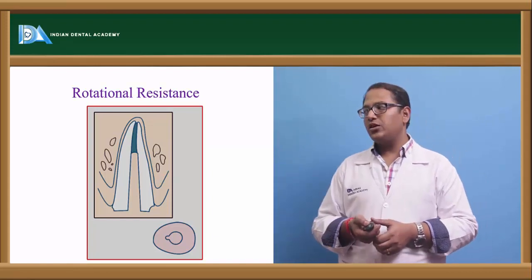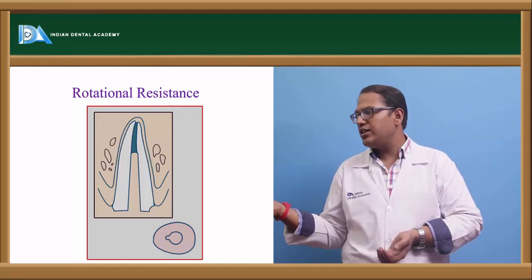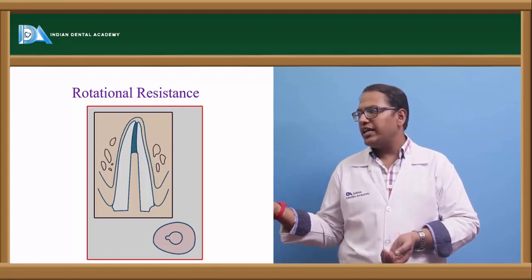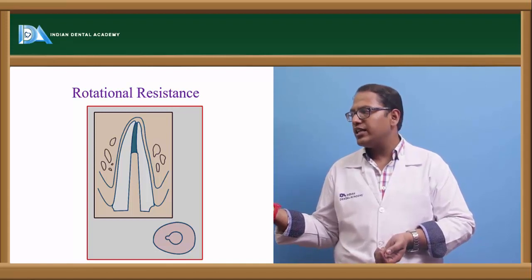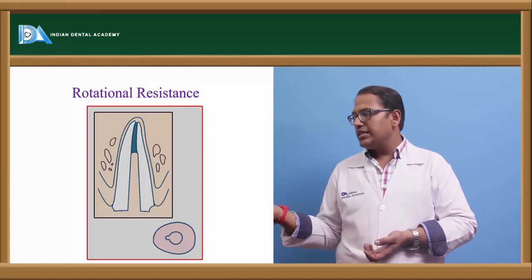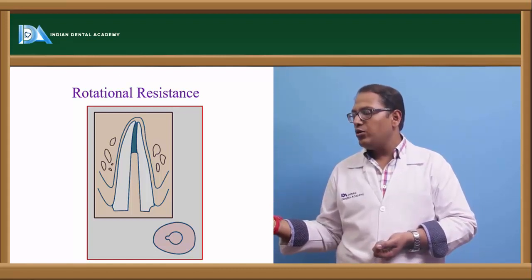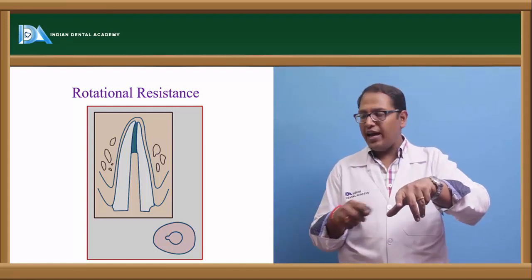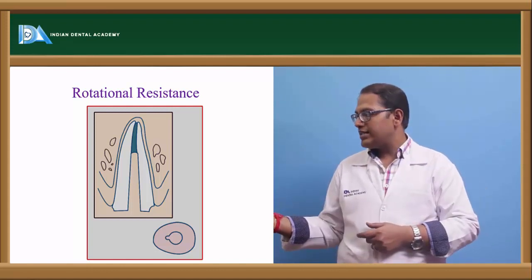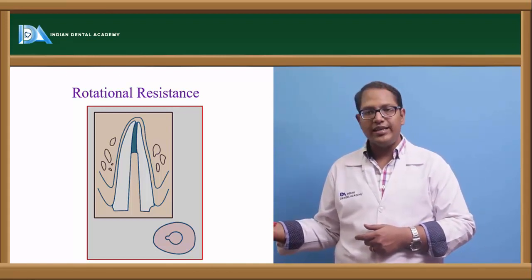Rotational resistance. Now what is this rotational resistance? It is also known as anti-rotational resistance. The word should actually be anti-rotational resistance. That means something which will not allow rotation to happen. So if it is round, the post can rotate from any place to any place. Now if I have something round with some structure in the front, what will happen? It will get engaged in that area.